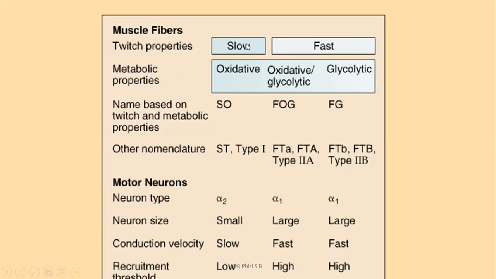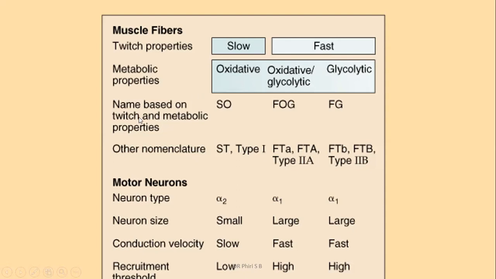So the slow twitch, we say they're using more oxygen, so they will be oxidative in terms of metabolic properties. The fast twitch, you have two types. We have one that is intermediate, so it will be oxidative and glycolytic at the same time. Then we have type 2B that will be mainly glycolytic.